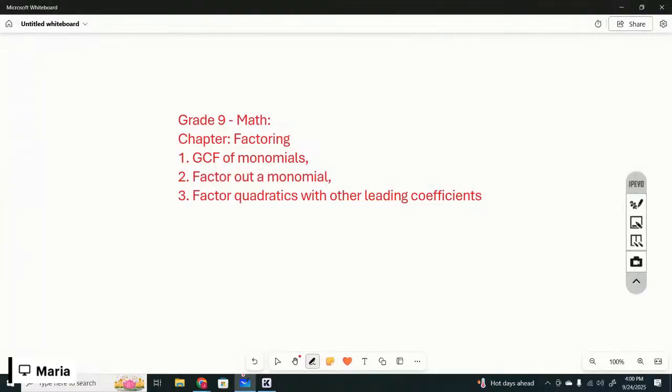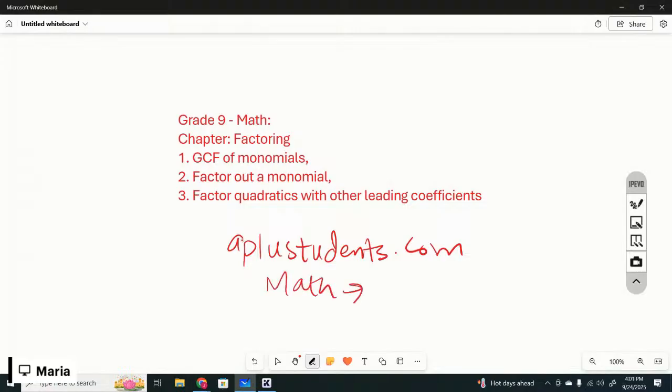We are here for grade 9 math. You can find all the lessons on aplusstudents.com. You have to log in there using your email address and password as provided by the administrator. Then you have to select math from the subject tab, scroll down to grade 9 math, and then click on view all lessons.